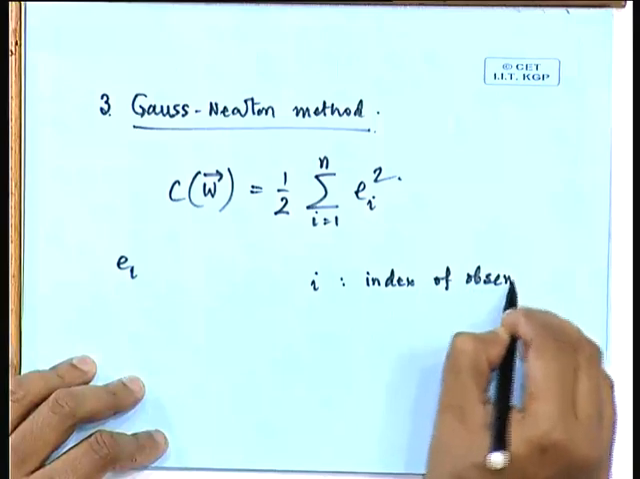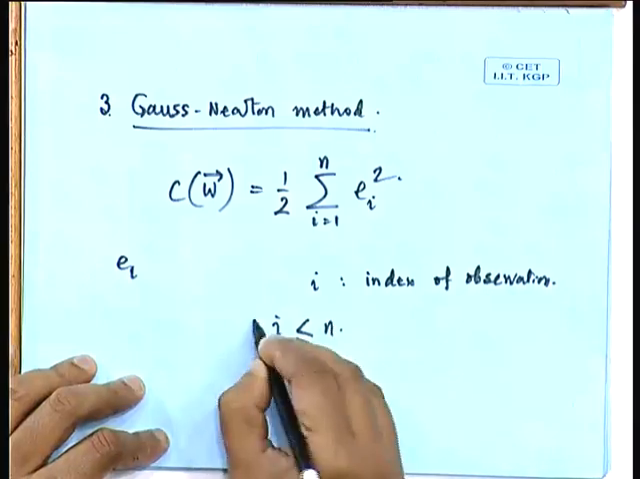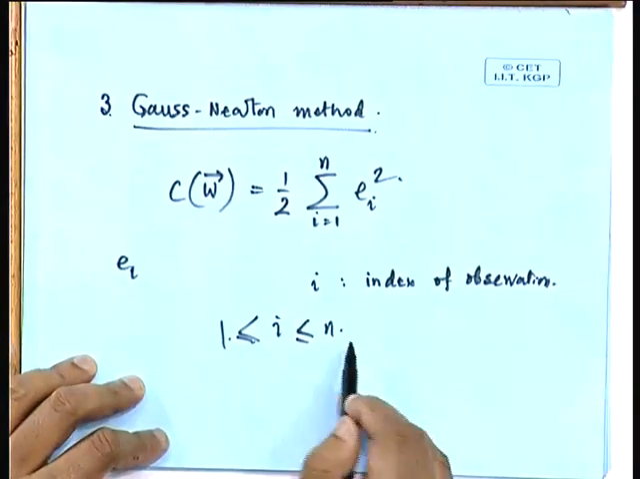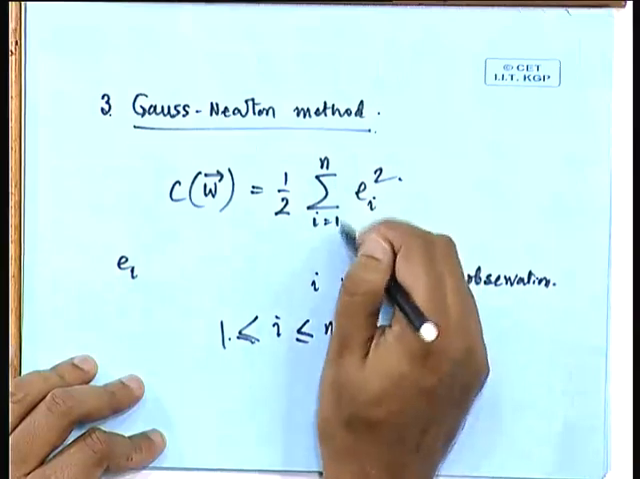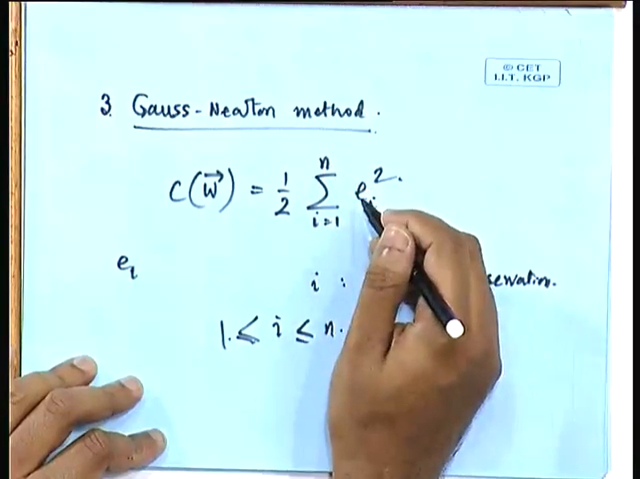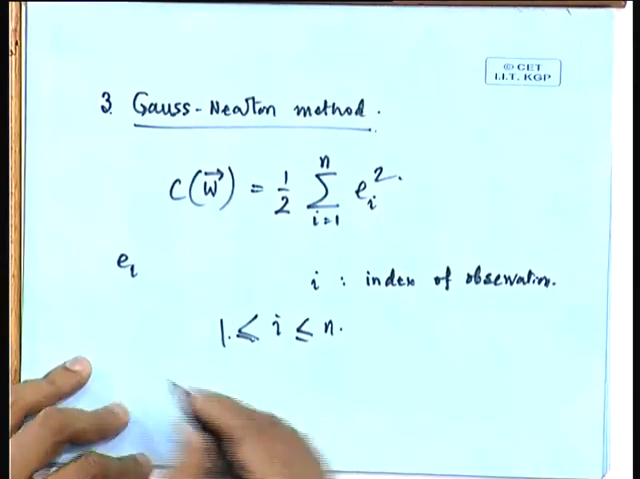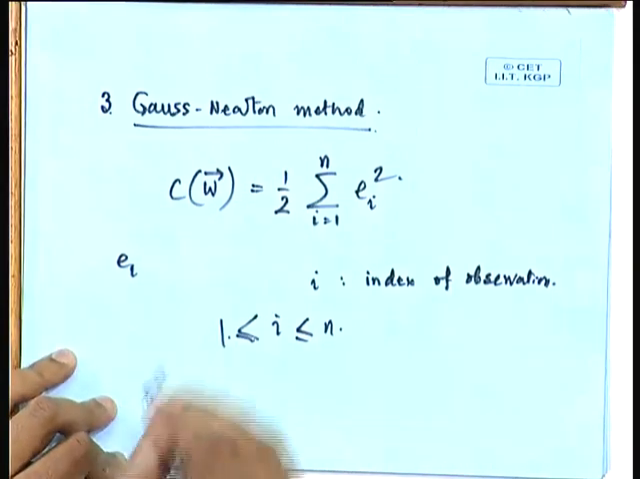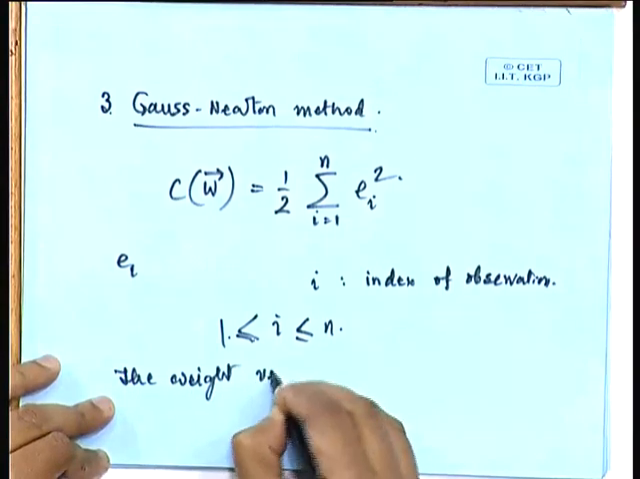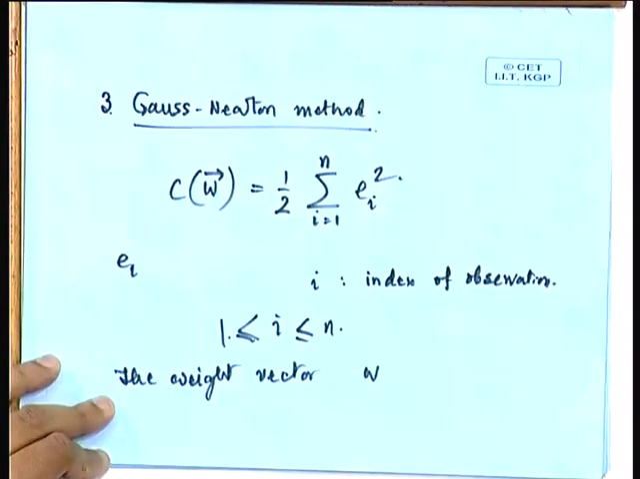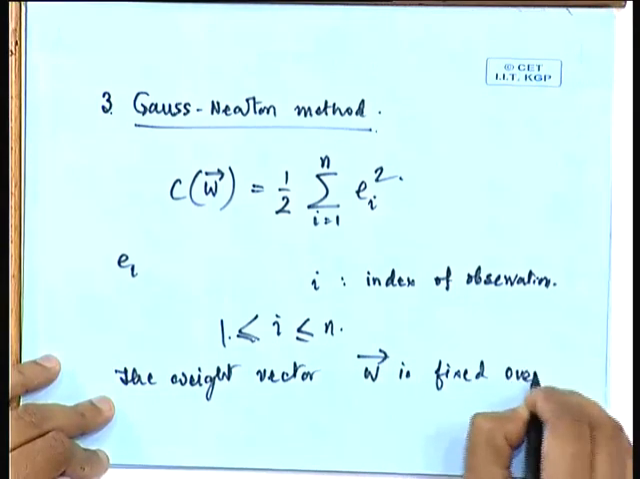i is the index of observation, and it can vary between 1 to n. That means from the first observation up to the nth observation, and by writing it as summation i equal to 1 to n, I have summed up the squared error over n observations. And one thing I stipulate here is that the weight vector W is fixed over the entire observation interval.